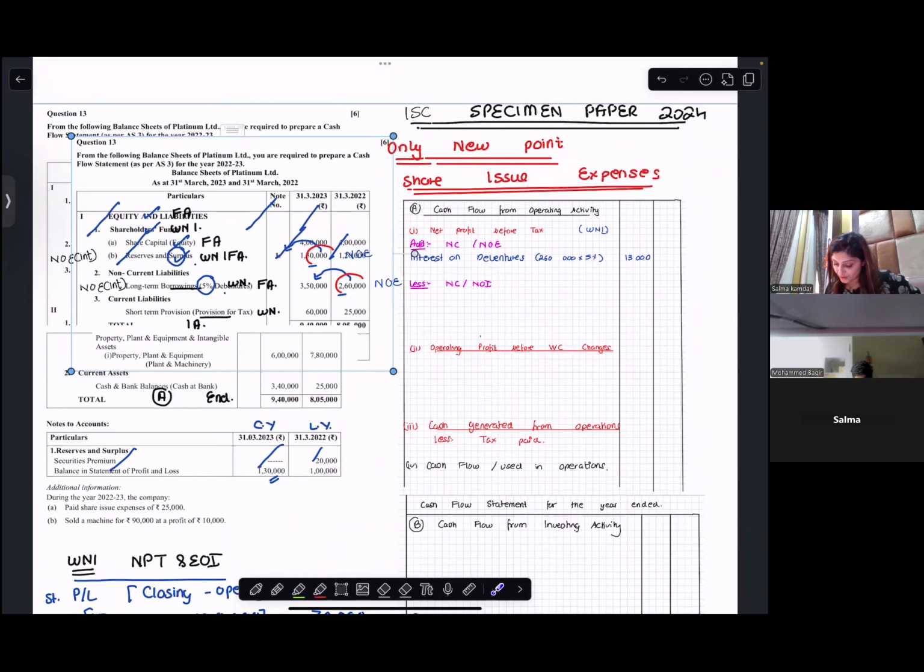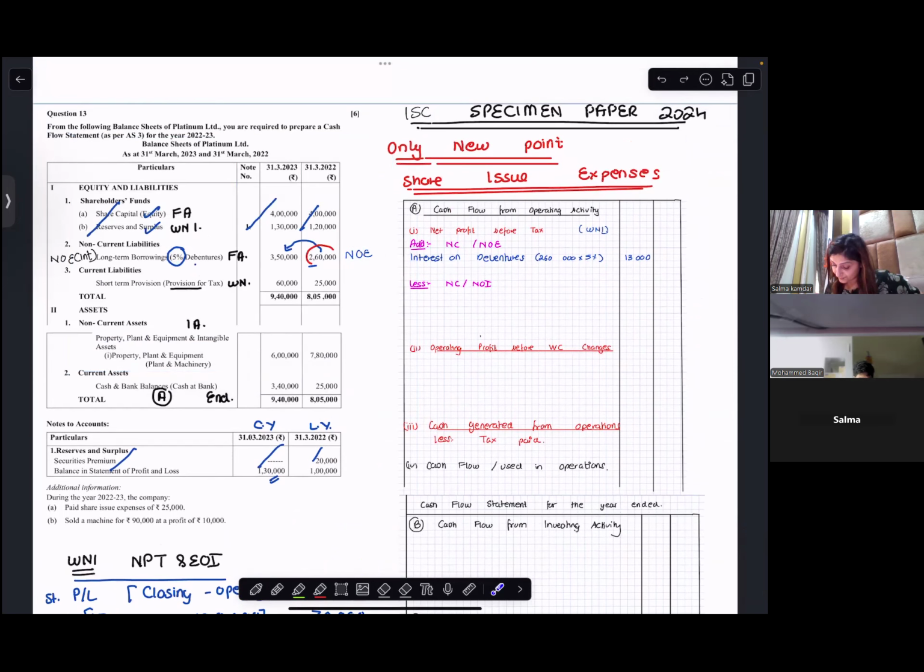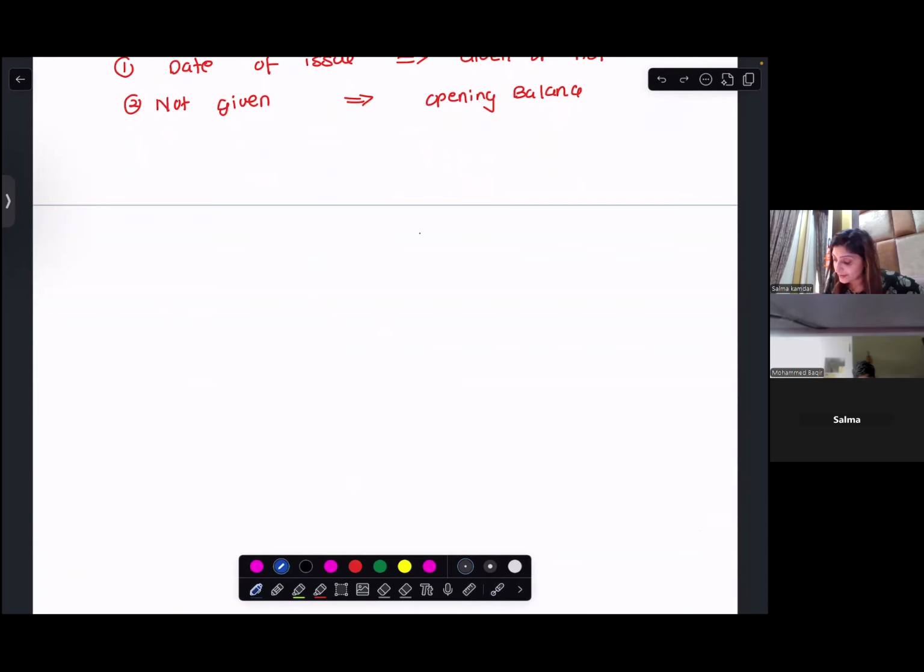Now I am there in the provision for taxation part. Tell me, for provision for taxation, what will you do? We'll make a taxation account. Do you know how to make a taxation account? If you don't remember, go and refer to your notes later on. But now I am making a provision for taxation account. The opening balance comes here, the closing balance comes here, tax paid comes here, and taxation for the year comes here.